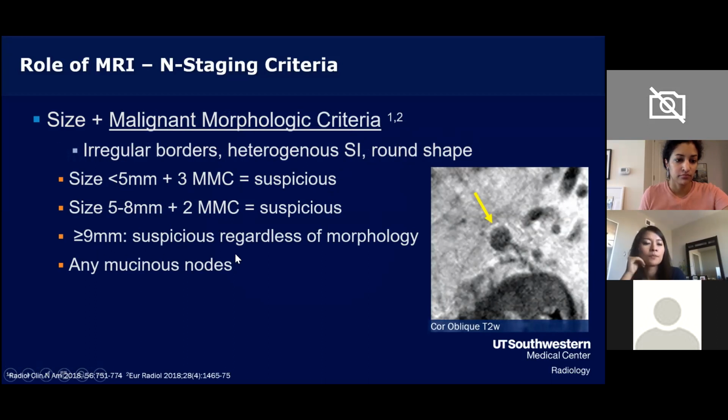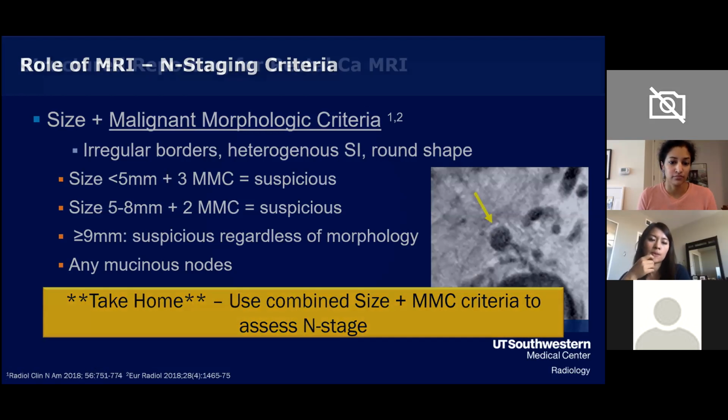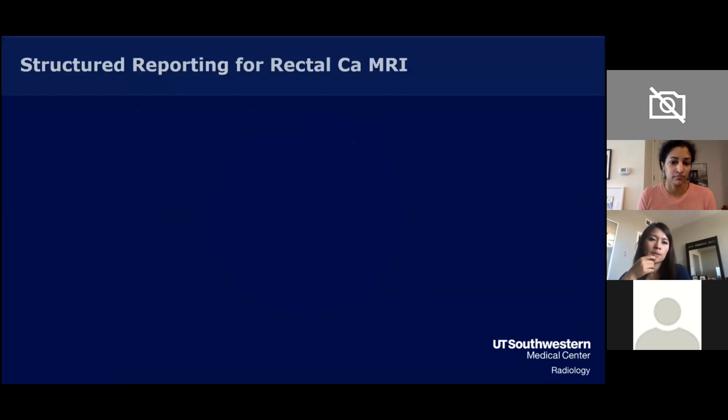If it's over 9 millimeters, it's suspicious regardless of morphology. And any mucinous lymph node is also considered suspicious. I will tell you, and I've talked to other people in practice, if you have a very heterogeneous node that looks rounded and spiculated, even if it's very small, we tend to call that a possibly positive lymph node. Okay, so last couple of things here.